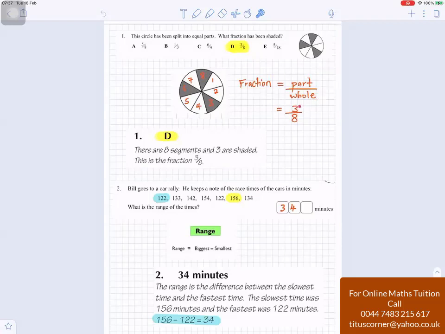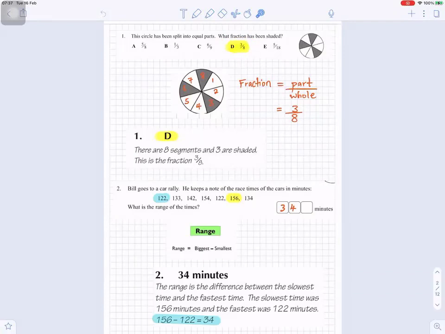So how many shaded? 3. How many in total? 8. So it's 3 out of 8. So your answer is D. 3 out of 8. So there are 8 segments and 3 are shaded. This is a fraction of 3 over 8.